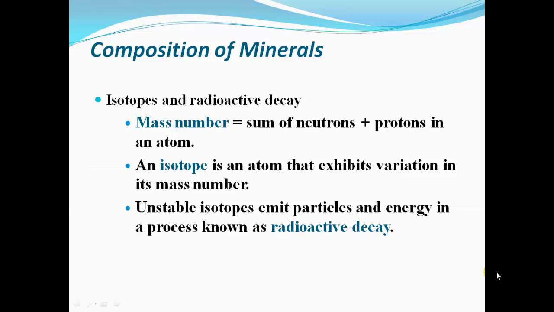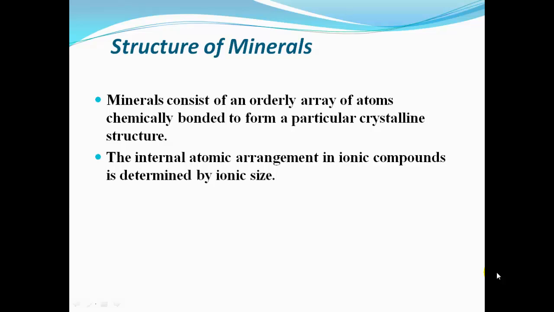Isotopes and radioactive decay. The mass number is the sum of the protons and the neutrons in an atom. An isotope is an atom that exhibits variation in its mass number. Unstable isotopes emit particles and energy in a process known as radioactive decay. Now the structure of the minerals. Minerals consist of an orderly array of atoms chemically bonded to form a particular crystalline structure. The internal atomic arrangement in ionic compounds is determined by ionic size.